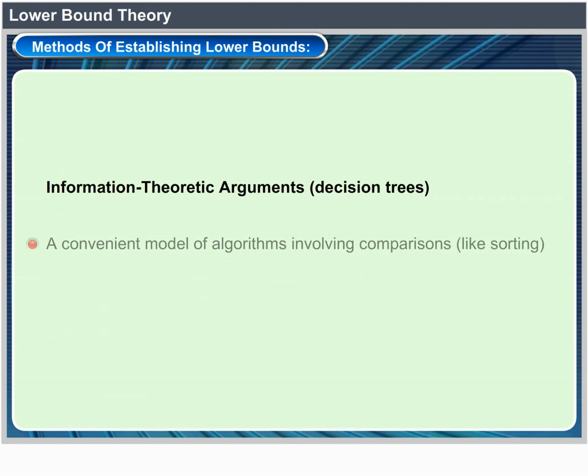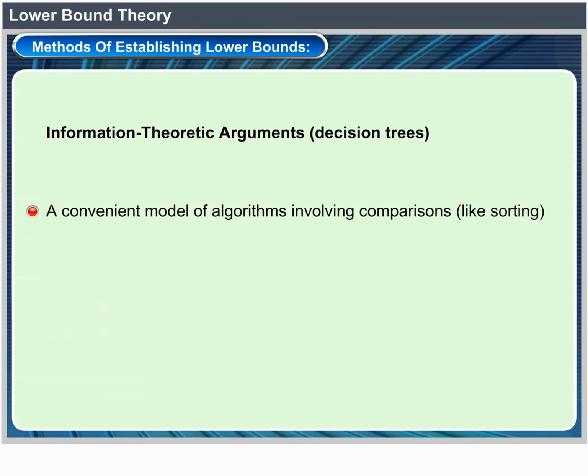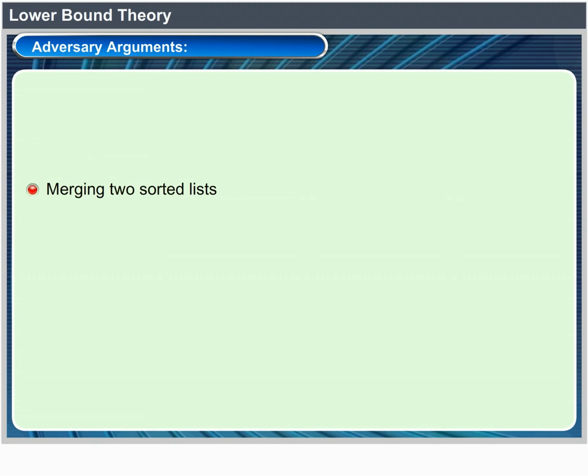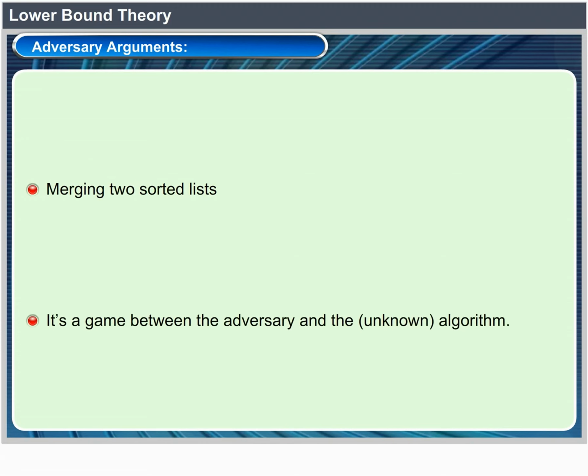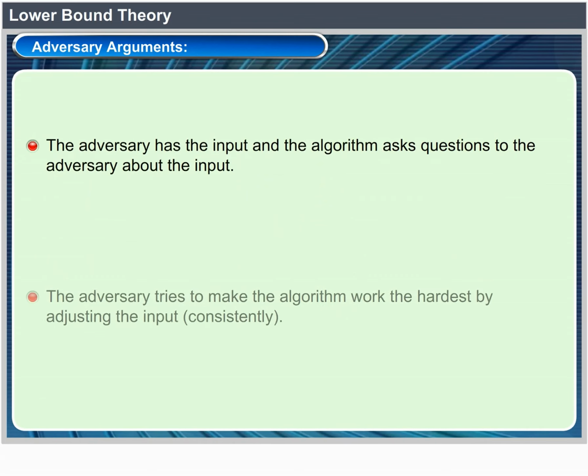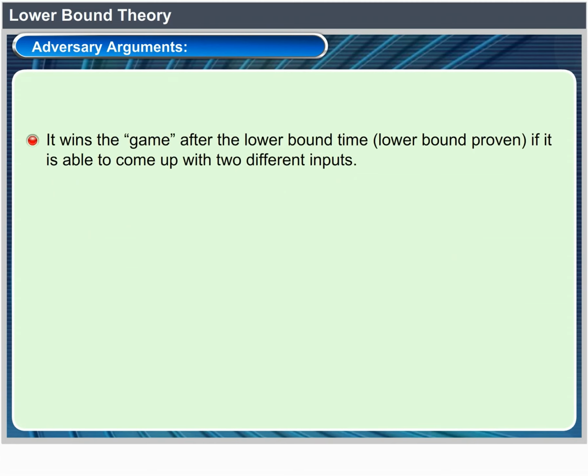A convenient model of algorithms involving comparisons like sorting. Internal nodes represent comparisons. Leaves represent outcomes. Adversary arguments. Merging 2 sorted lists. It's a game between the adversary and the unknown algorithm. The adversary has the input and the algorithm asks questions to the adversary about the input. The adversary tries to make the algorithm work the hardest by adjusting the input consistently. It wins the game after the lower bound time, lower bound proven, if it is able to come up with 2 different inputs.